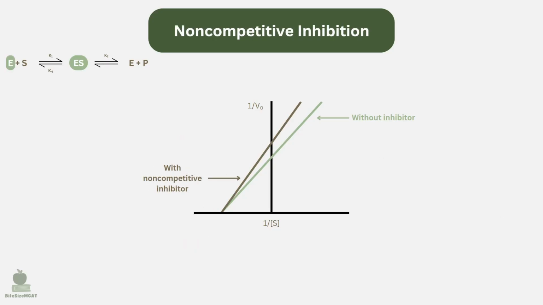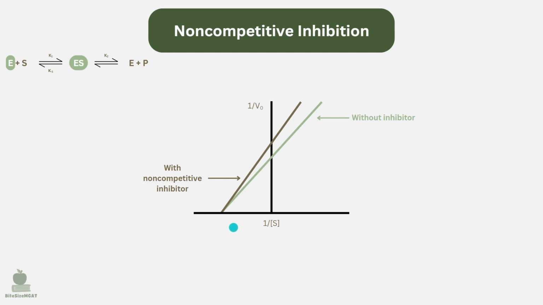Our last type of reversible inhibition is noncompetitive inhibition, which is a type of mixed inhibition. The MCAT cares more specifically about noncompetitive inhibition, so that's what we'll be talking about here. Noncompetitive inhibitors bind equally to free enzyme and ES complex. Similar to an uncompetitive inhibitor, this binds to an allosteric site away from the binding site. Just a note, mixed inhibition binds to both free enzyme and ES complex, but not equally like in the case of noncompetitive inhibition. Let's see what happens to our kinetics now.